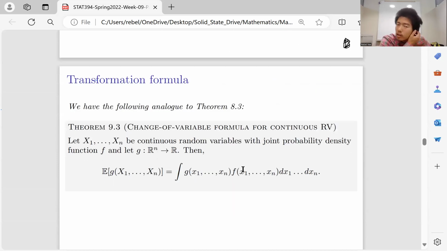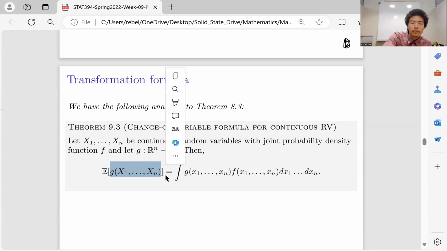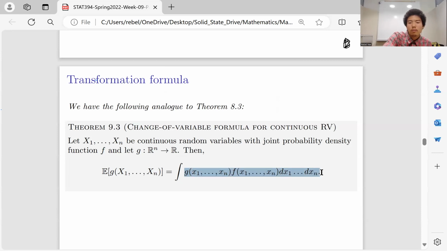So lastly, we can see some other useful formula like this one, which is the transformation formula. Remember, before we talked about the expected value of some continuous random variables, we said that if the expected value is not of the random variable itself but of some function g of the random variable, then we can just multiply the function itself with the density function to figure out its form, right?